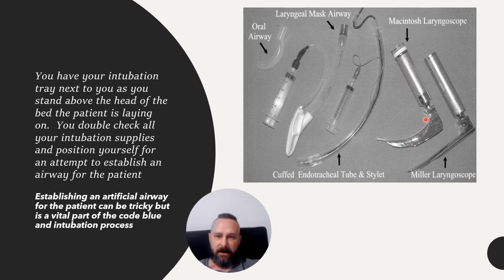So this is a Macintosh, it's curved like an apple, Macintosh apple. This is a Miller, it's straight. Most of the time you use the Macintosh blade and it's easier to get. This is your ET tube, endotracheal tube, and this is what you actually put through their mouth, down their throat, into their lungs. It's got a balloon right here that blows up with air pushed in that seals the airway off and protects them from swallowing spit, vomit, etc.